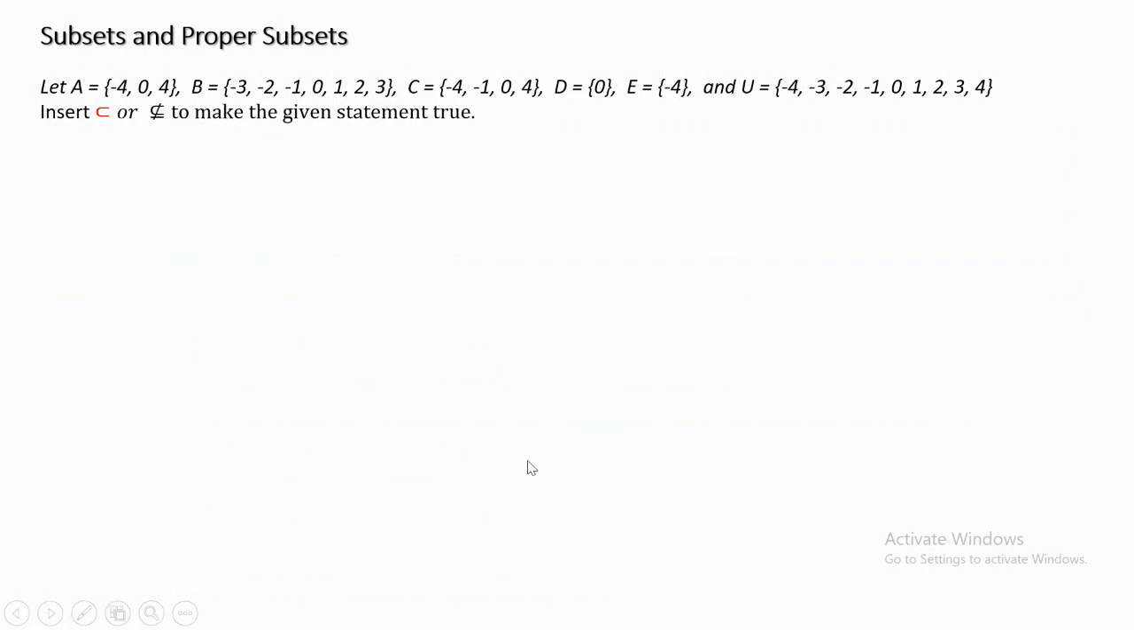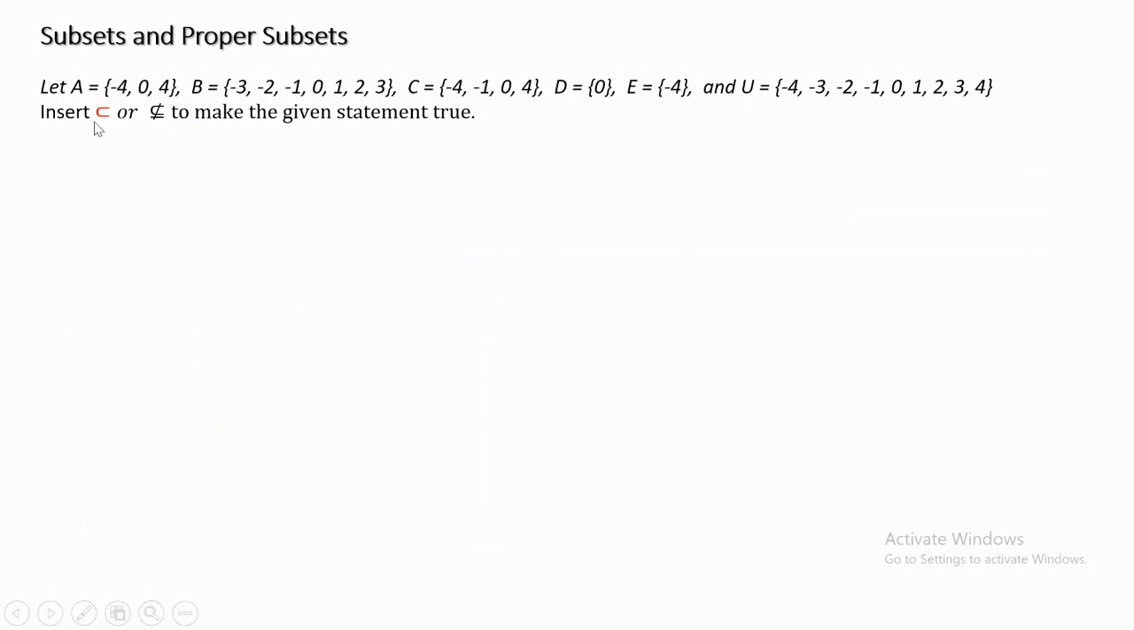Now here we go, okay? These are also from the homework. They say let A equal the set of negative 4, 0, 4. B be the set of negative 3 all the way to 3, for the integers. And C is the elements negative 4, negative 1, 0, 4. D has the element 0. E contains the element negative 4. And the universal set is the integers from negative 4 to 4.